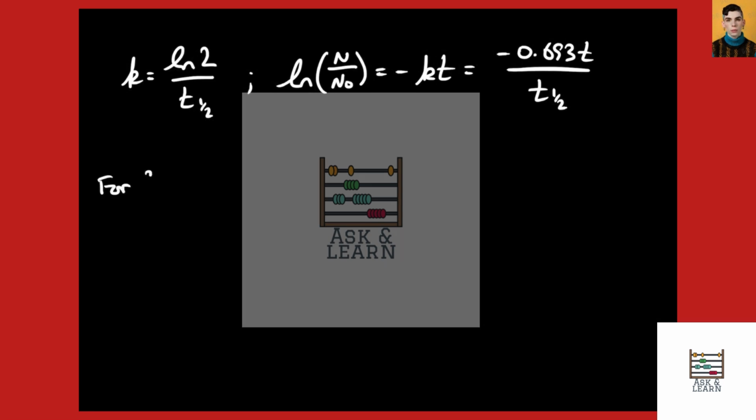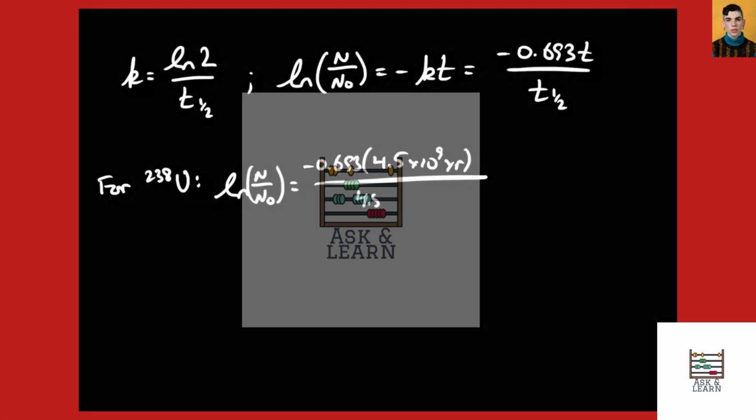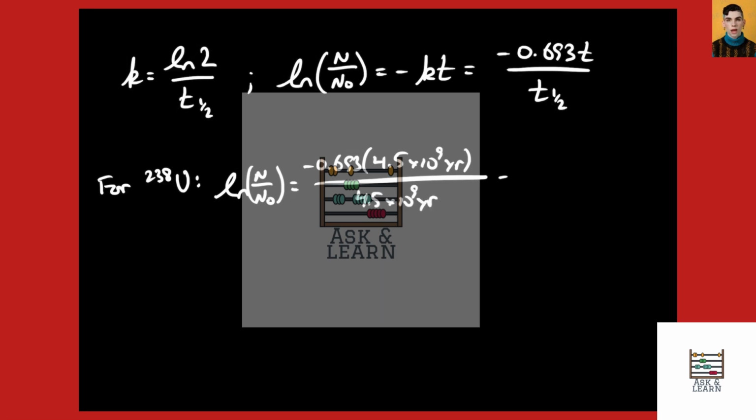So for uranium-238, ln N over N naught is equal to minus 0.693 times 4.5 times 10 to the 9th years over 4.5 times 10 to the 9th years. And this works out to minus 0.693. N over N naught is equal to e to the minus 0.693, which is equal to 0.50.